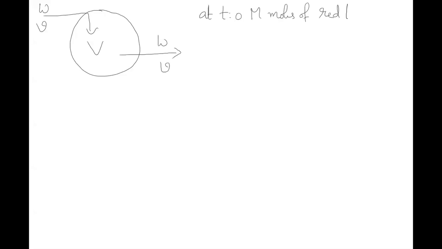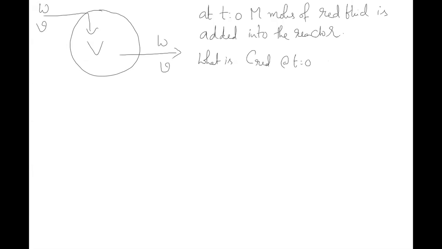red fluid is added into the reactor. This is what is pulse input, no? Then what is the concentration of red fluid at time t equal to 0? If I injected m moles of red fluid into the CSTR of volume V, then what is the concentration of red fluid at time t equal to 0?